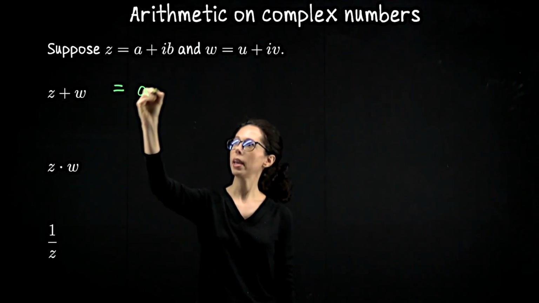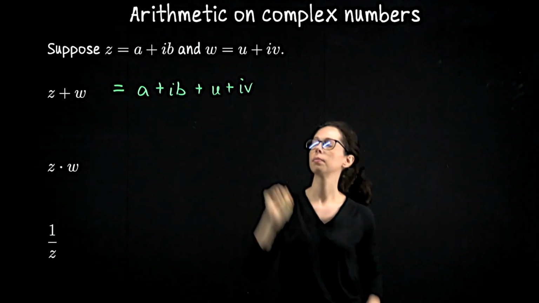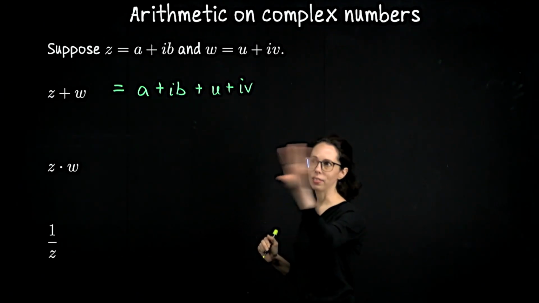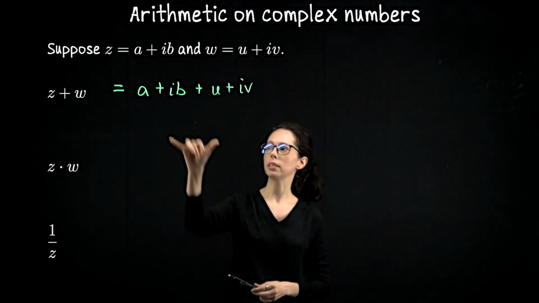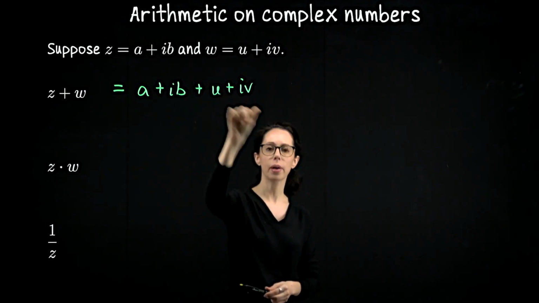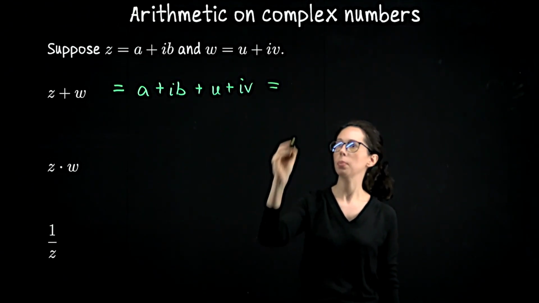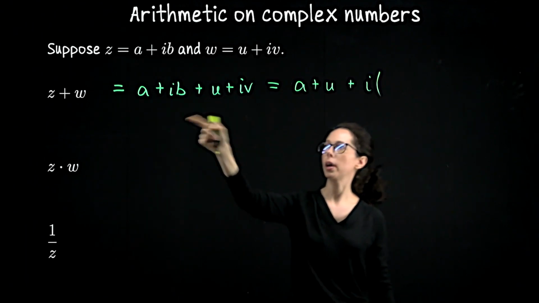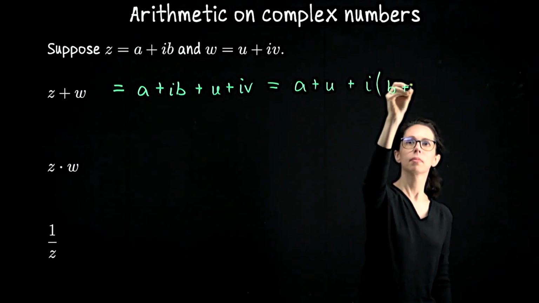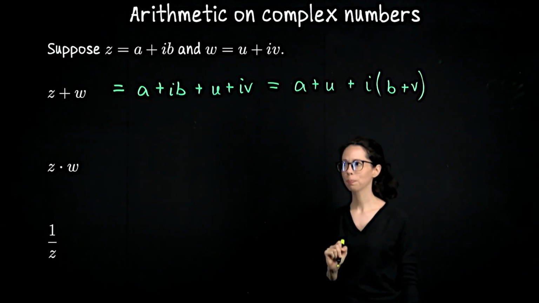So for addition, we would like to add z and w. So that's a plus ib plus u plus iv. Rather than have these four terms, let's combine like terms. And with complex numbers, like terms means real part with real part, imaginary part with imaginary part. So the real part of their sum is a plus u, and then the imaginary part is b plus v. It's the imaginary component of the sum of z and w.